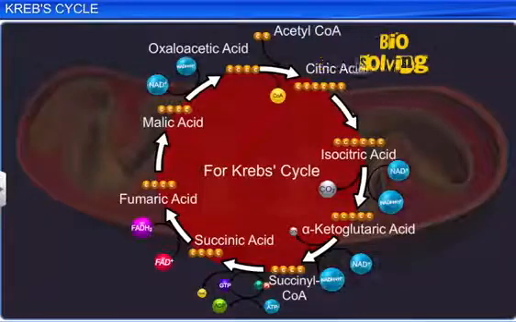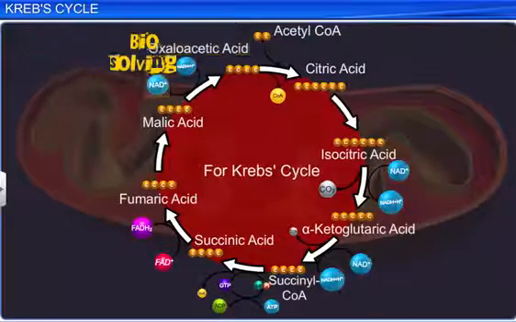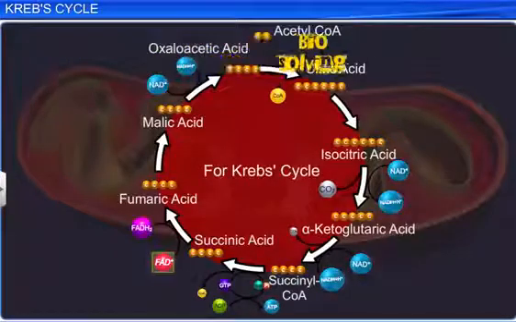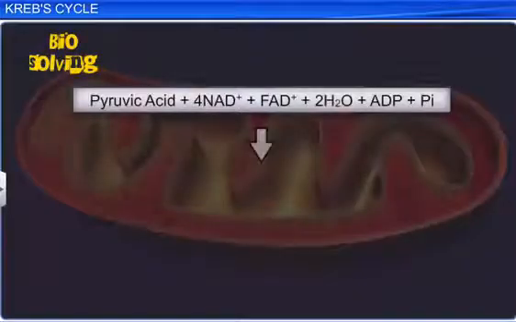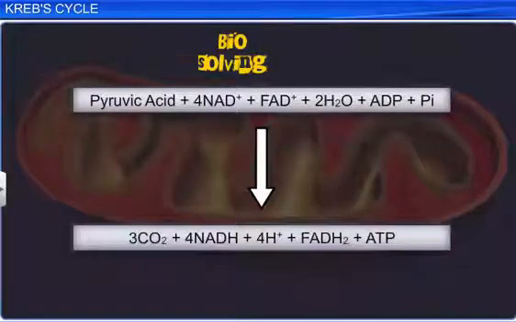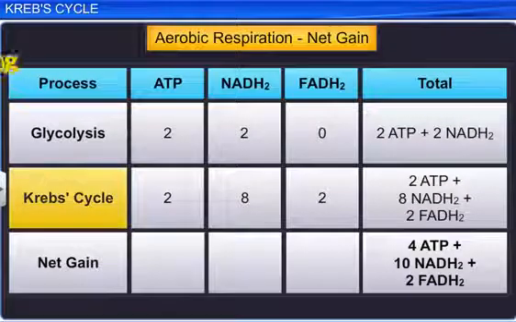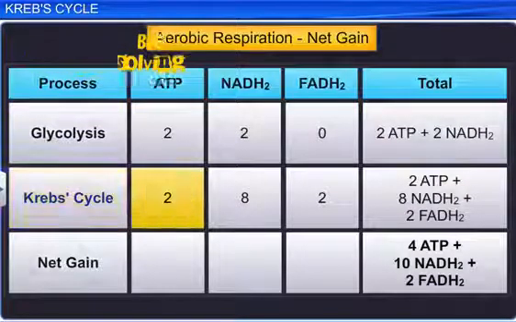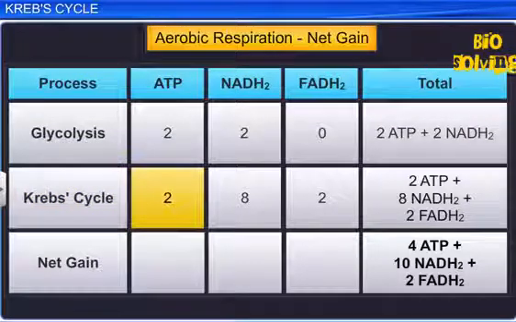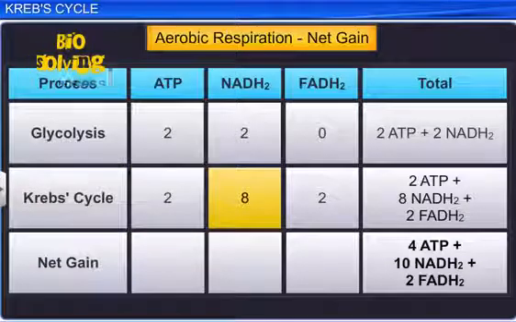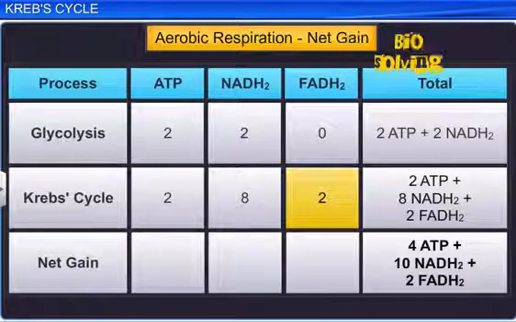For Krebs cycle to run continuously, oxaloacetic acid, NAD+, and FAD+ need to be regenerated. The summary equation of Krebs cycle is as shown here. The net gain of Krebs cycle in the conversion of 2 molecules of pyruvate is 2 molecules of ATP, 8 molecules of NADH plus H plus, and 2 molecules of FADH2.